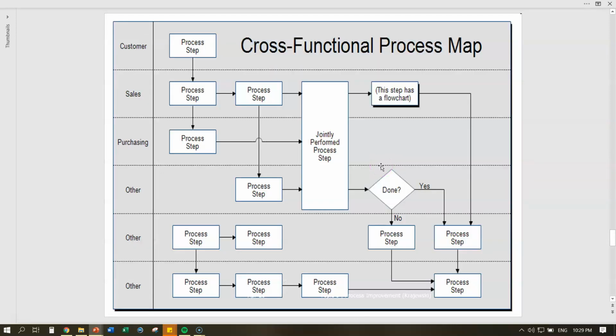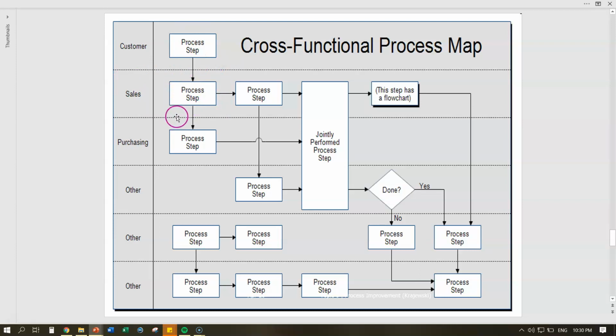Another example of process chart, we call it as cross-functional process map. Cross-functional process map maksudnya proses chart ni melibatkan bukan satu department tapi melibatkan banyak department. For example, kalau kat contoh kat sini, dia melibatkan customer, sales department, purchasing department, other ni can be marketing department, can be finance department and so forth. So based on this cross-functional process map, kalau tahu kat sini dia melibatkan beberapa department. Dia start dengan customer, contohnya customer ni order barang. Customer order barang, sales akan identify, dapatkan order daripada customer.